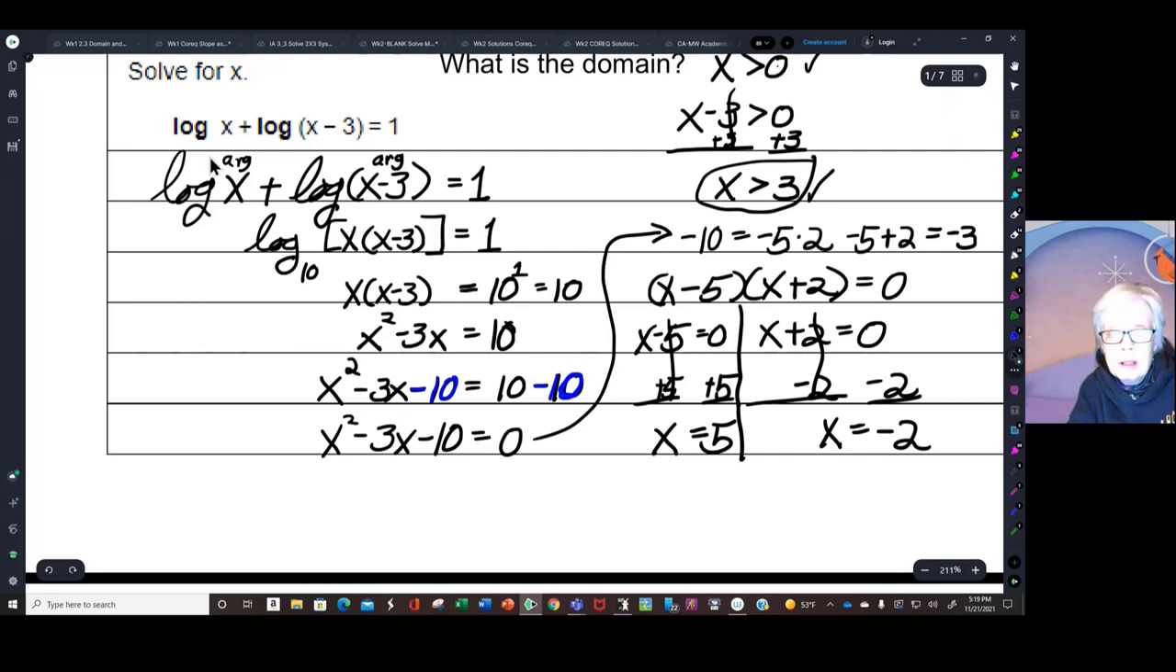Now we know that can't be true, because up here we stipulate x has to be greater than 0 because of that domain right there. So no, this is not going to be true, but what about 5? X has to be greater than 3. 5 is greater than 3, last time I checked. So, x equals 5 will be our solution.